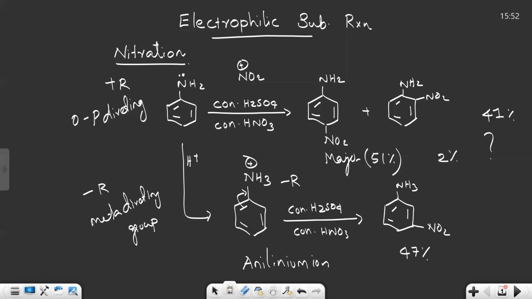So when you nitrate aniline with concentrated sulfuric acid and nitric acid, we get three products. One is para nitroaniline, which is 51%, and meta-nitroaniline, which is 47% of the total compounds formed, and 2% of ortho nitroaniline is also formed.